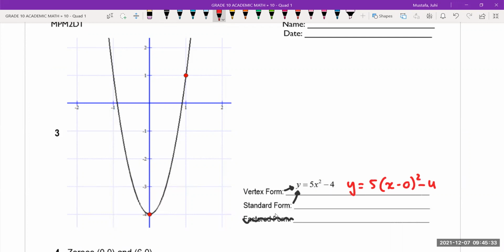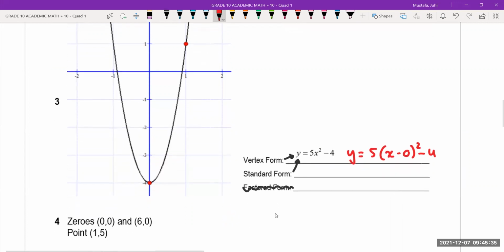The reason why I cross off factored form is because to factor this, you need to use the quadratic formula, and I didn't want to do that right now. And I probably wouldn't ask you something that tricky. If I do ask you for factored form, it will be really easily factorable.